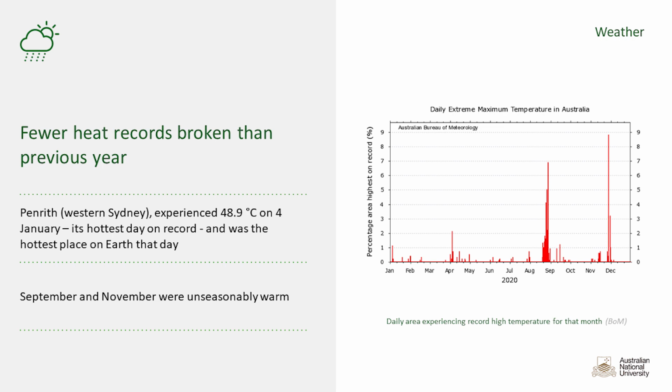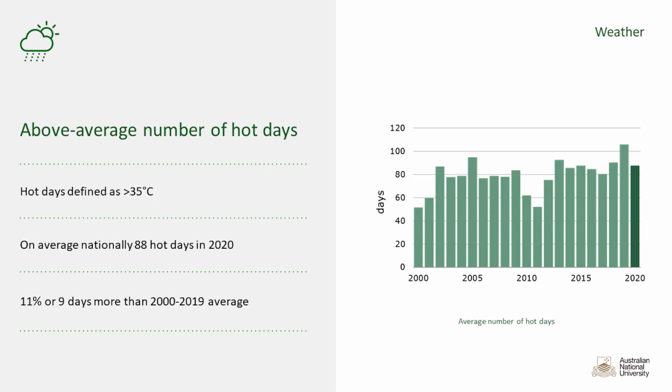September and November were also unseasonably warm. There was an above average number of hot days. Hot days are defined here as days over 35 degrees. On average, there were 88 hot days in 2020 across the country. That makes it 9 days more than a 20-year average, or 11%.